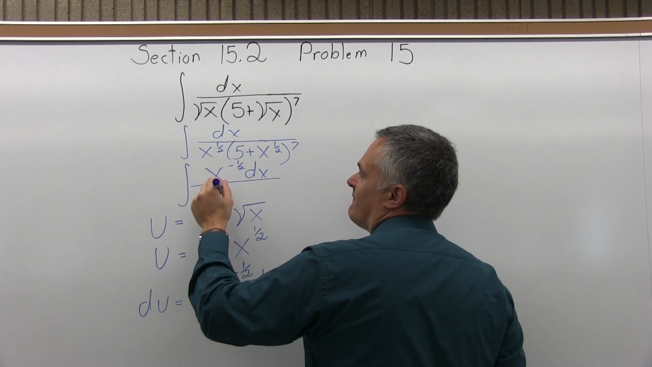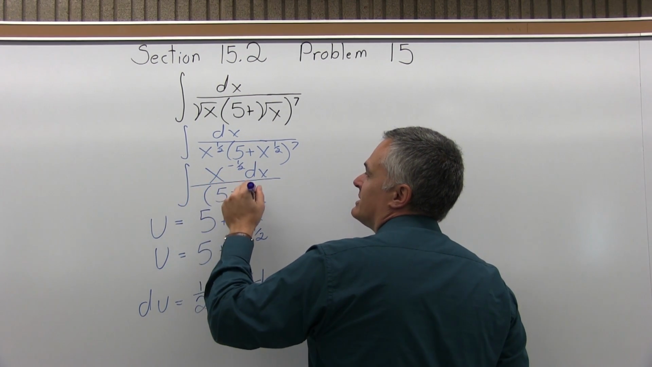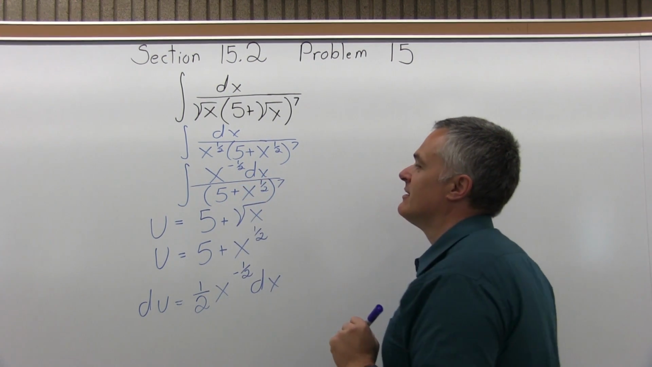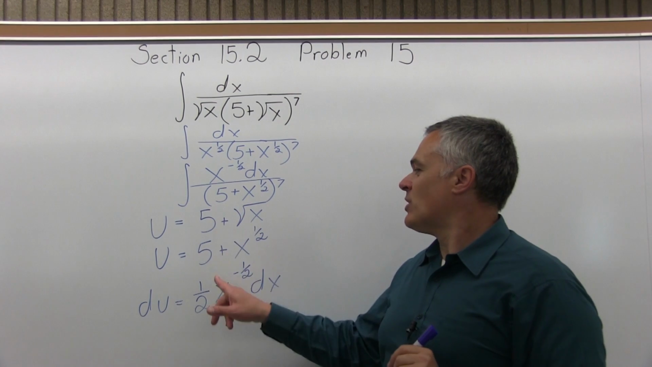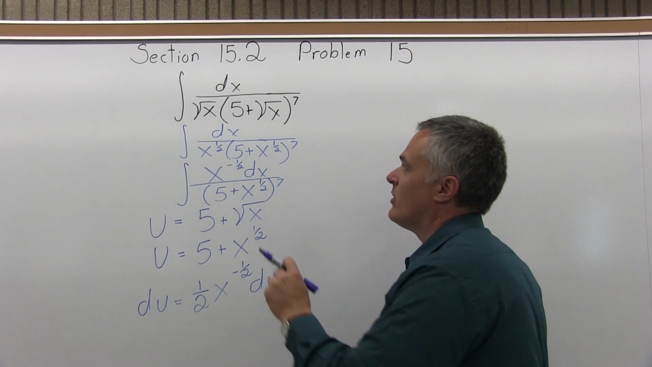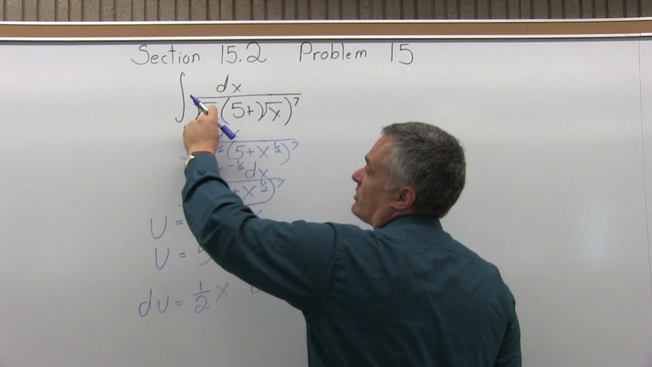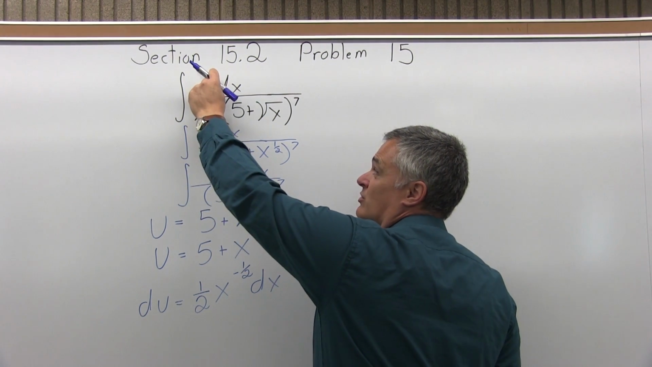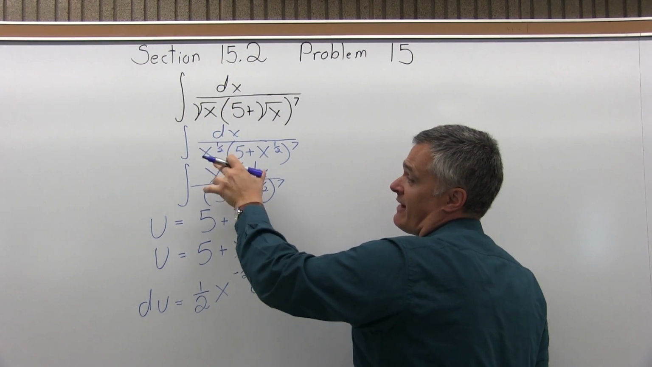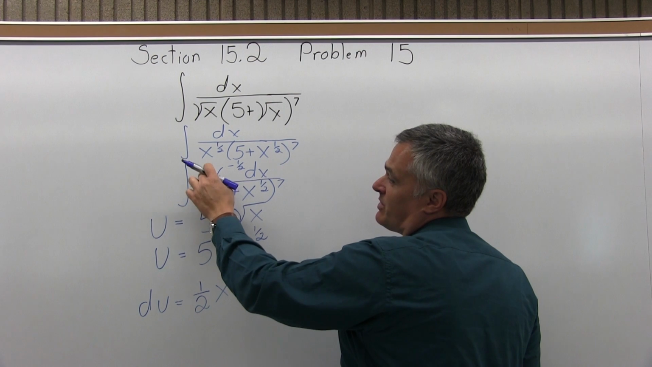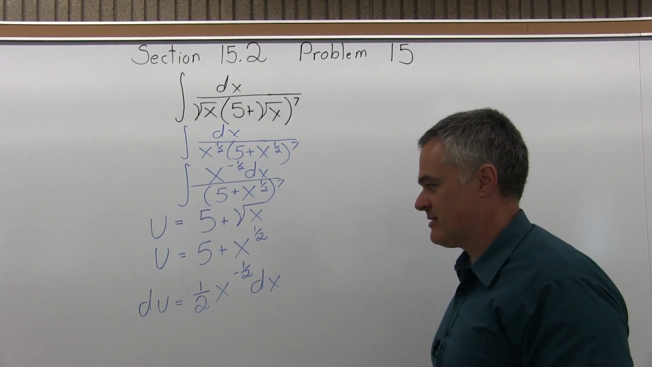And then I'm going to have (5 plus x to the 1/2) in parentheses to the 7th. Written in this form, it'll match up with my u and my du pretty nicely. So the trick was to get this square root of x out of the denominator into the numerator as an x to the minus 1/2. Now it's going to match up. That 1/2 is still a little bit off, but that I can deal with.